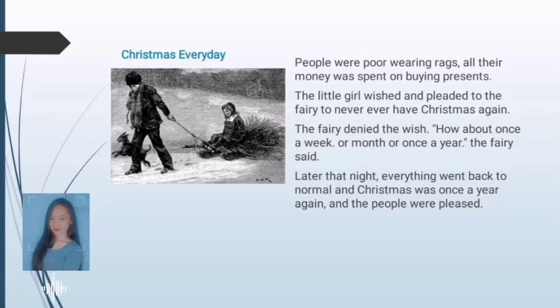The little girl wished and pleaded to the fairy to never ever have Christmas again. The fairy denied the wish. "How about once a week or month or once a year?" the fairy said. And later that night, everything went back to normal and Christmas was once a year again. And the people were pleased and happy. So that's the end of the story.